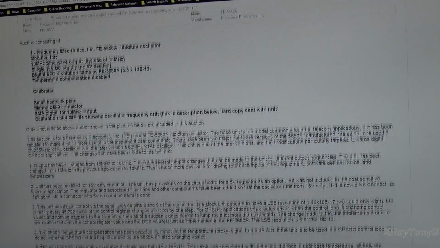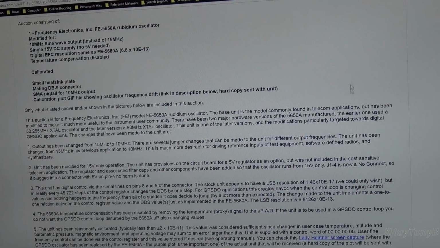So if you read in the description, you can see output has been changed from 15 megahertz to 10 megahertz. Okay, unit's been modified for 15 volts only. Okay, the unit has provisions for the circuit board for 5-volt regulator, but was not included in the cost-sensitive telecom. The regulator has been added, so you can see he's modified it to run on only 15 volts, which is really convenient. It has a serial interface that you can change some of the settings and so forth on it.